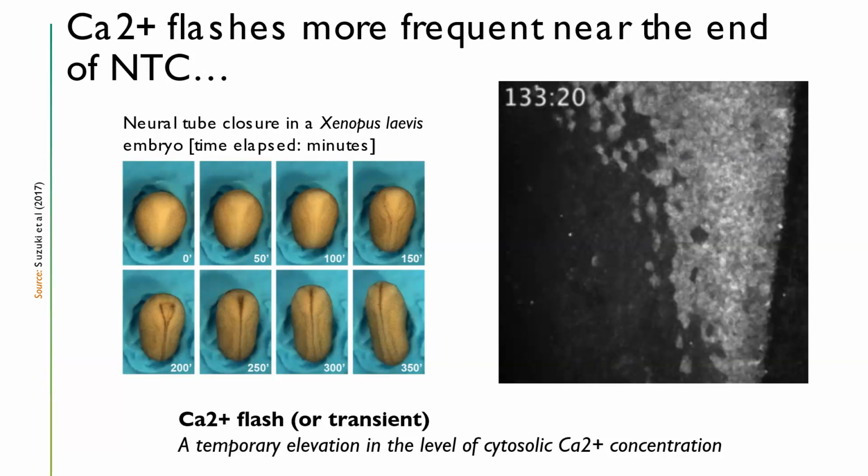That folding structure that you saw starts with this furrow formation in the neural plate. And as you form this furrow, then you go on to form the neural tube, as you see in the lower right picture over here. So a quick definition, a calcium flash or a transient is a temporary elevation in the level of cytosolic calcium concentration. So that's the calcium concentration at the cell level.